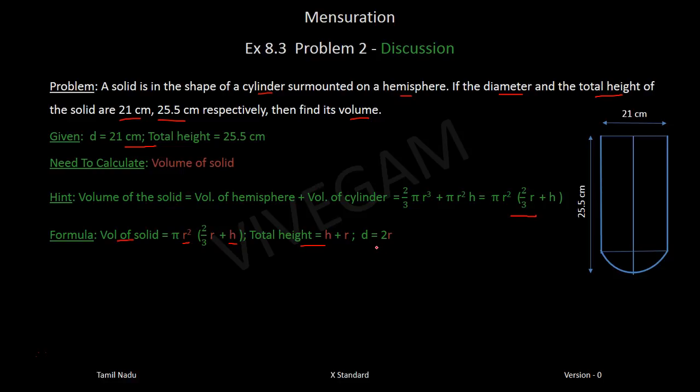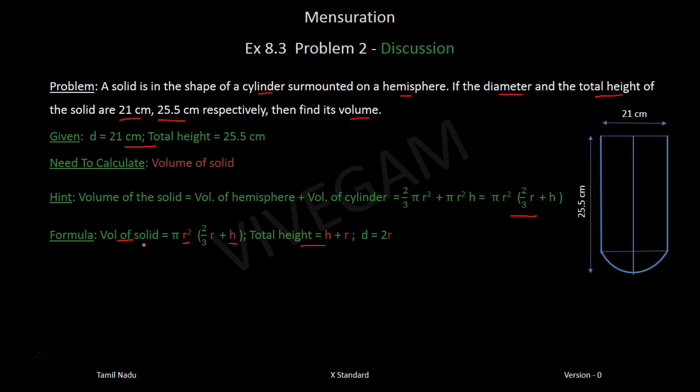D is equal to 2r, in which case r can be calculated because this is only one variable. So d divided by 2 is r. Once we know r, we put that value here, and then in this equation h alone will be not known, so we can calculate the height of the cylinder. So once we know r and h, then we can substitute those values in this formula and calculate the volume of the solid. Got it?